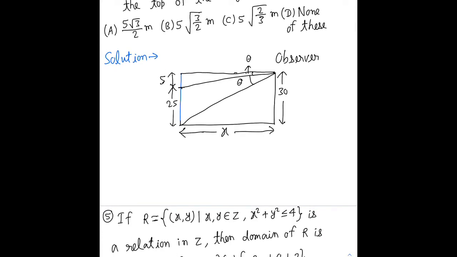Now on both sides, this is 30 and this is also 30. So this line will become parallel to the horizontal line. So you can assume that this angle would be 90 degree. Now what would this distance be? It would be x. So we can apply tan theta in this small triangle. If we apply tan theta, we'll get 5 by x.